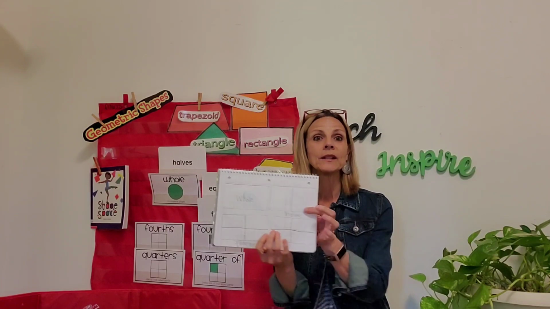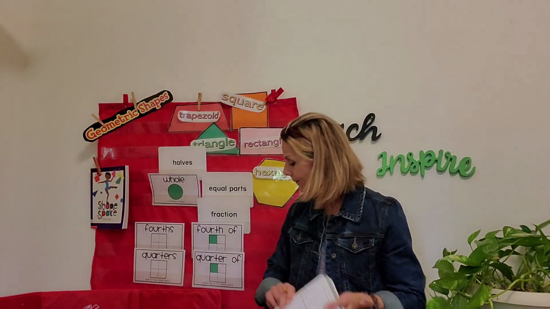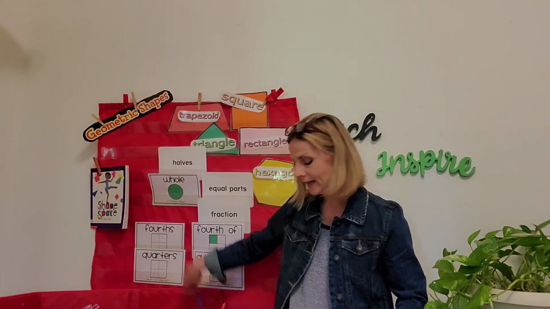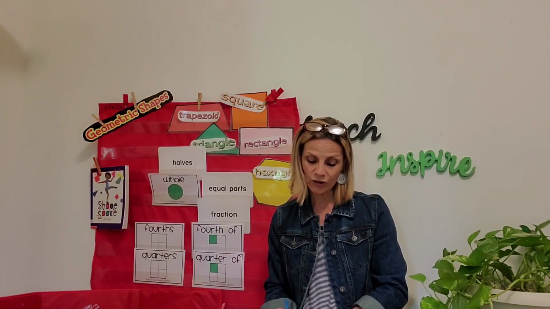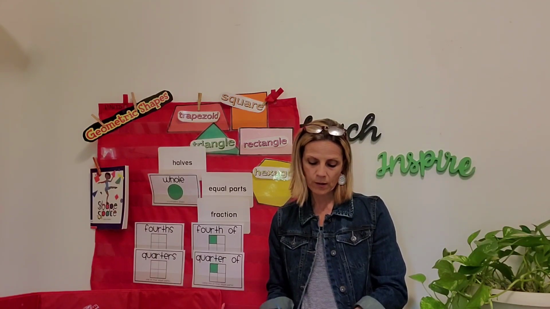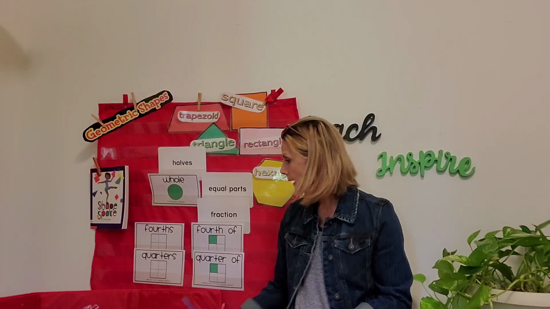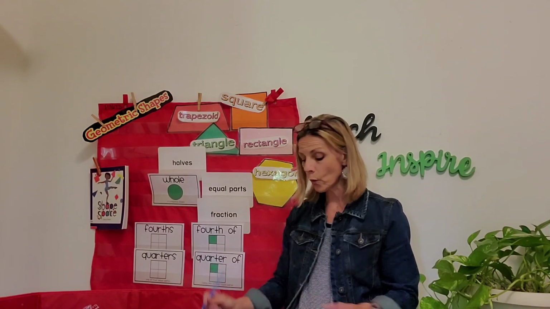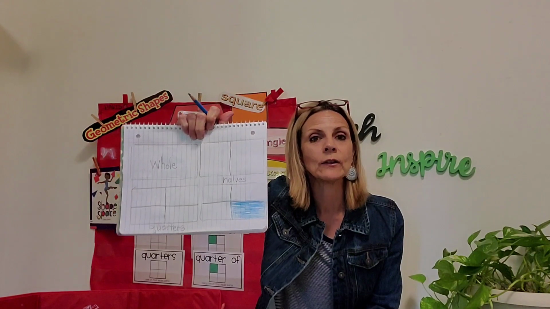All right, now I'm going to take my colored pencil again, and I am going to shade one section, 1/4 of the rectangle. I have 4 equal parts. I'm shading 1/4. And I can say it like this. A quarter of, or a fourth of, the rectangle is shaded.